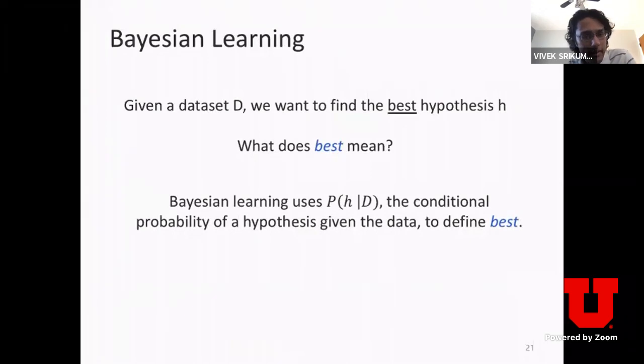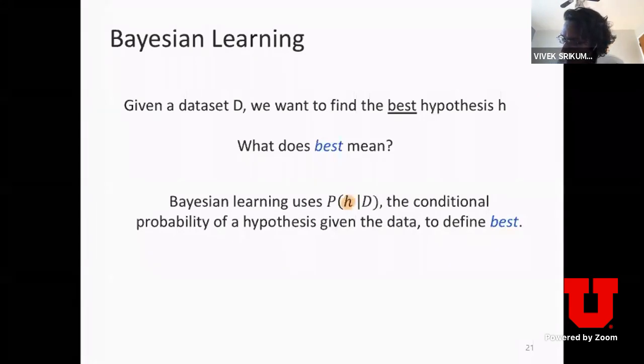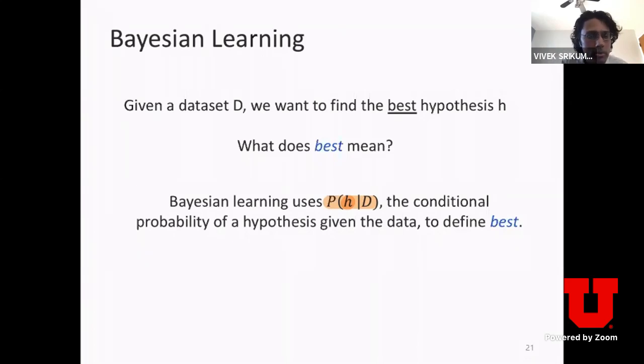In Bayesian learning, we are given a data set and we want to find the best hypothesis. And the question that we need to address is what does best mean? In Bayesian learning, we define best to be the most probable hypothesis. More concretely, we define a hypothesis H to be good if the probability of H conditioned on the data is the highest. We want to find that classifier that's the most probable given the data set that we have.